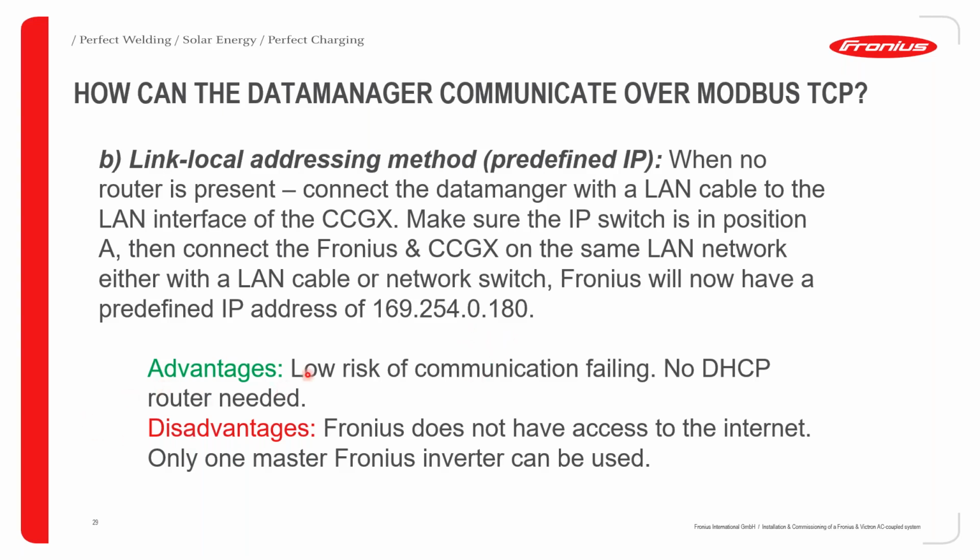169.254.0.180. The advantage is that you have a low risk of communication failing, and you don't need a DHCP router. The disadvantage is that Fronius does not have access to the internet, and in this sort of scenario, you can only use one master inverter. Remember, a master Fronius inverter is a Fronius inverter with a data manager. So in this case, you can use multiple Fronius inverters, but please make sure that only one of the Fronius inverters has a data manager.